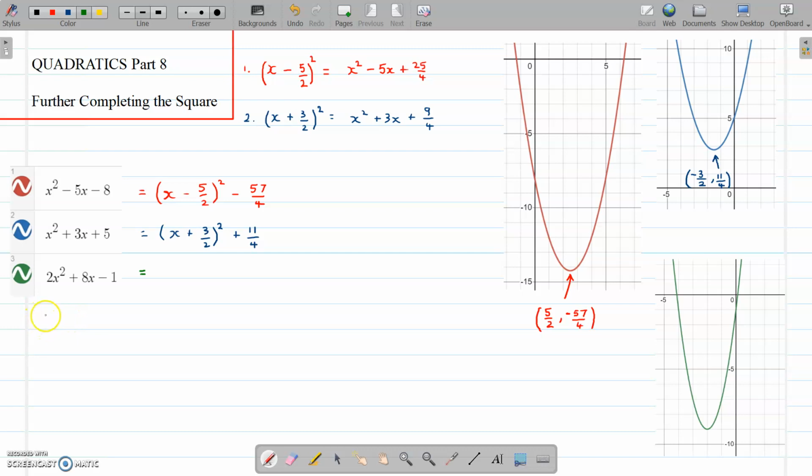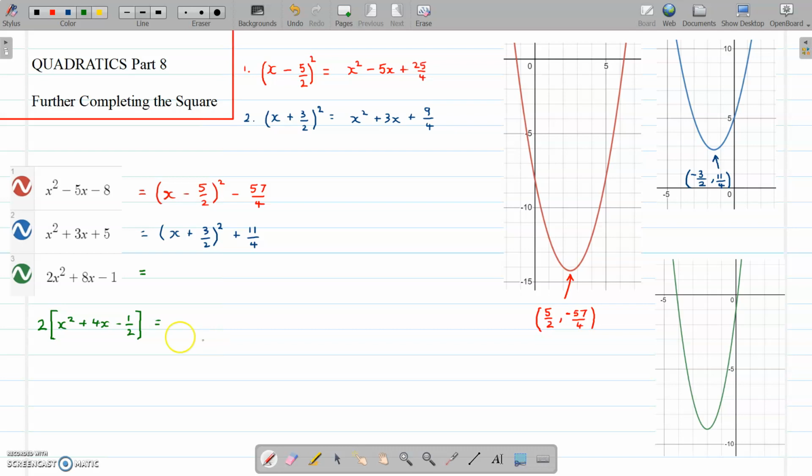So I could start off by taking out a factor of 2 from the whole thing. I could rewrite the whole expression as 2 lots of, then I tend to put square brackets, x squared plus 4x minus a half. That's one way I could approach it. So I've taken out a factor of 2 from the whole thing. And that gives me, well, let's start by just doing the completing the square of the bit in brackets.